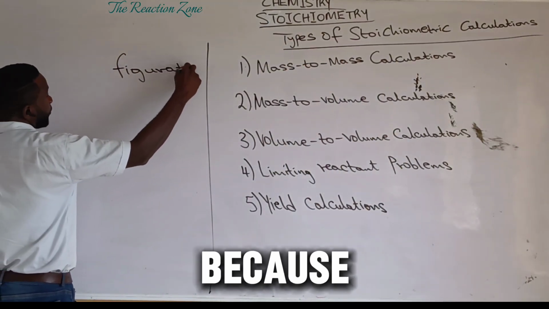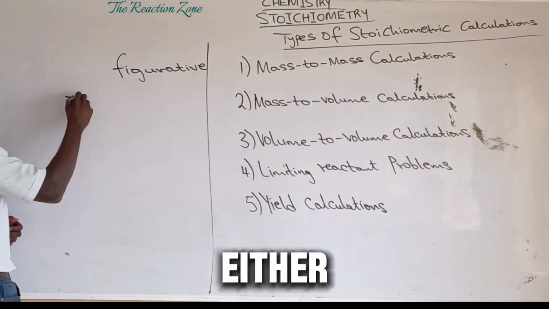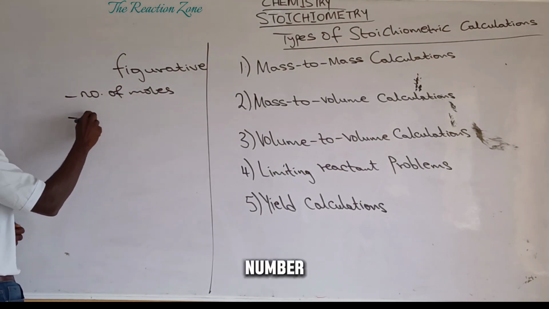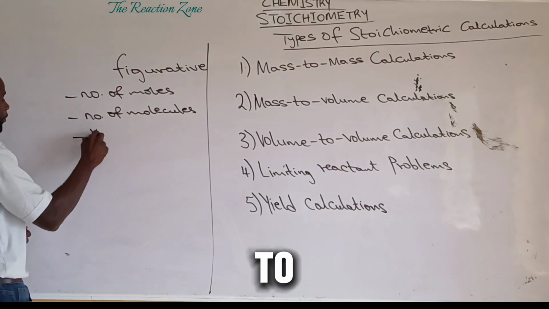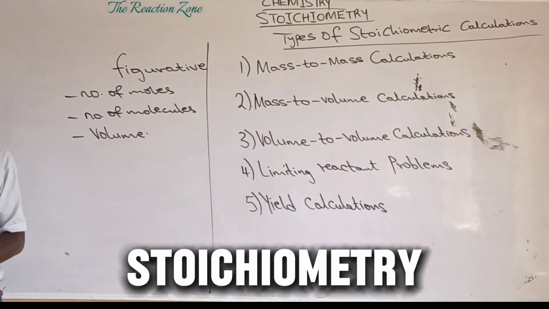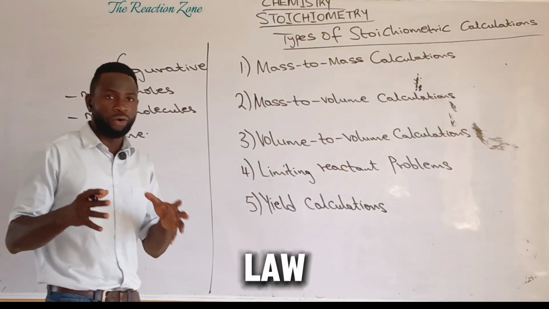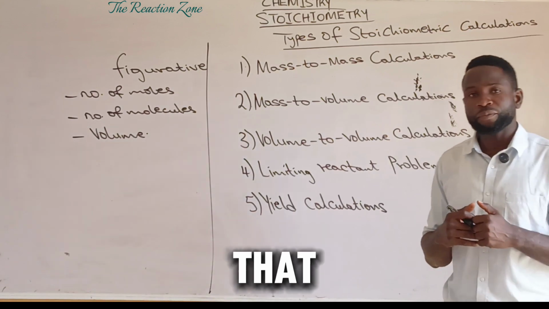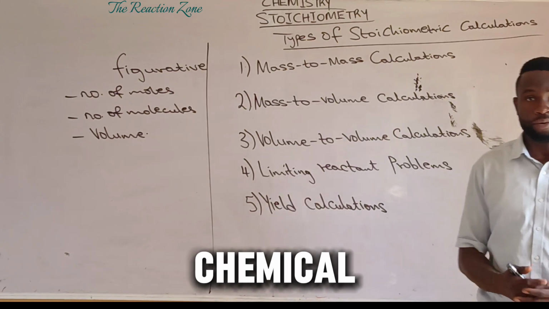It is figurative because the use of the word masses in this definition can refer to either the number of moles or the number of molecules. It can also refer to the volume. Stoichiometry is a concept that is rooted in the law of conservation of mass, which states that matter can neither be created nor destroyed in a chemical reaction.